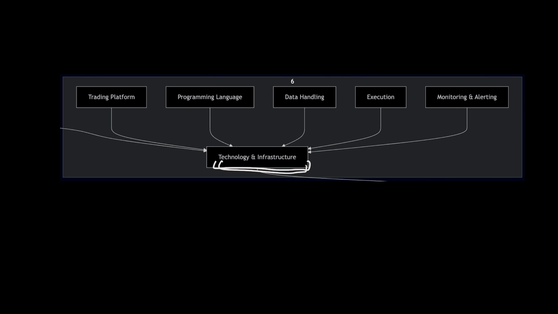And now let's discuss the technology and infrastructure. In this, the first is trading platform. It can be a custom built trading platform if you are a big organization. All those big firms have their own trading platform, very optimized and fine tuned to the best of their performance.